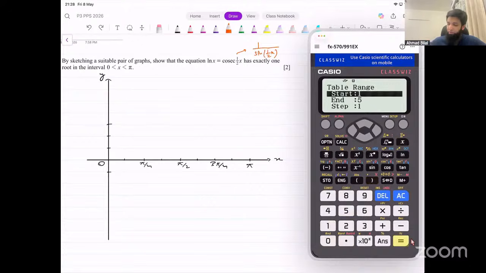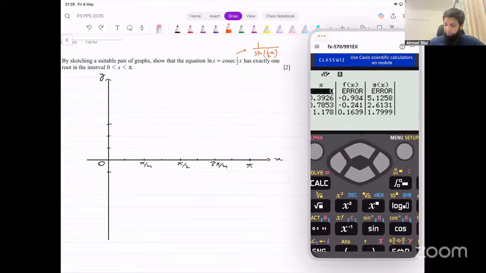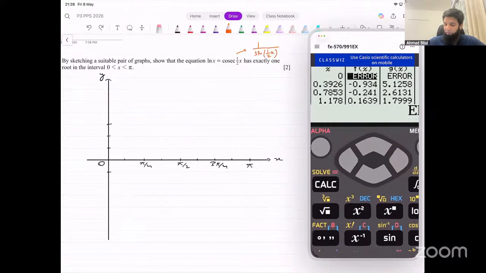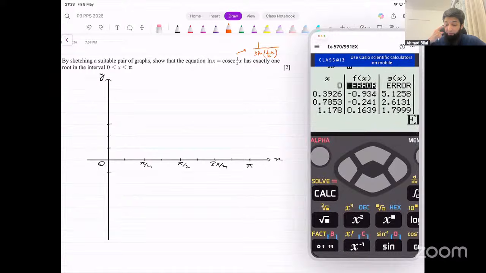We input these two functions. Start at 0, end at pi. What about the step we generally take? Whatever the interval is, we divide that by 8, right? So pi over 8. That's what we can do. Pi divided by 8. Now, these are the values that we get. F of x is the log function. Let's ignore that for now. I'll draw the cosecant function because for log, we don't need so many values. Just a couple of values are enough.